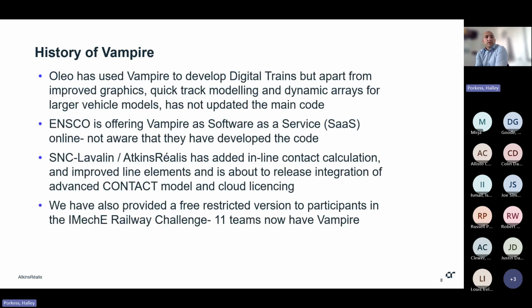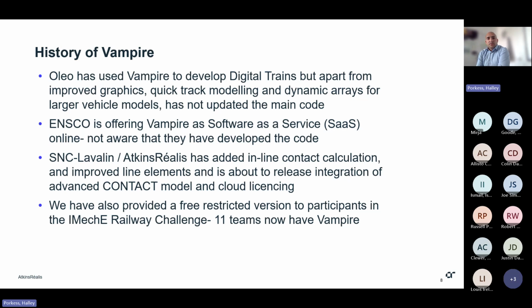Since 2019, Olio has used Vampire to develop their digital trains tool, which has some improved graphics, and some methods of quickly modelling track and handling some of the data, but they've not actually updated the main code. Ensco is offering Vampire as software as a service online. We don't think they've developed the code.